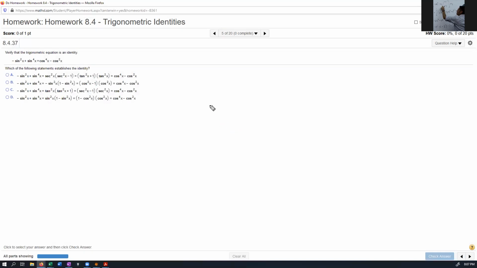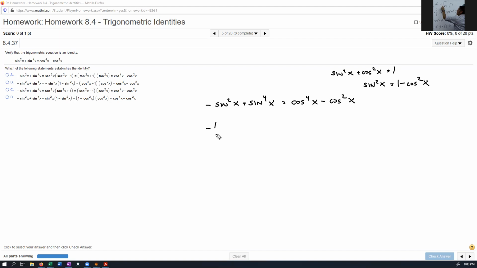Okay, verify this one. So negative sine squared x plus sine to the 4th x equals cosine to the 4th x minus cosine squared x. All right, so I'm going to start with the left-hand side and see if I can turn it into the right-hand side. And since this all has cosines in it, I'm just going to rewrite this in terms of cosines. So remembering that sine squared x plus cosine squared x equals 1, if I solve for sine squared x, I just move the cosine squared x to the other side. So anytime I see sine squared x, I can replace it with 1 minus cosine squared x. So this becomes minus, and then the sine squared here becomes 1 minus cosine squared x.